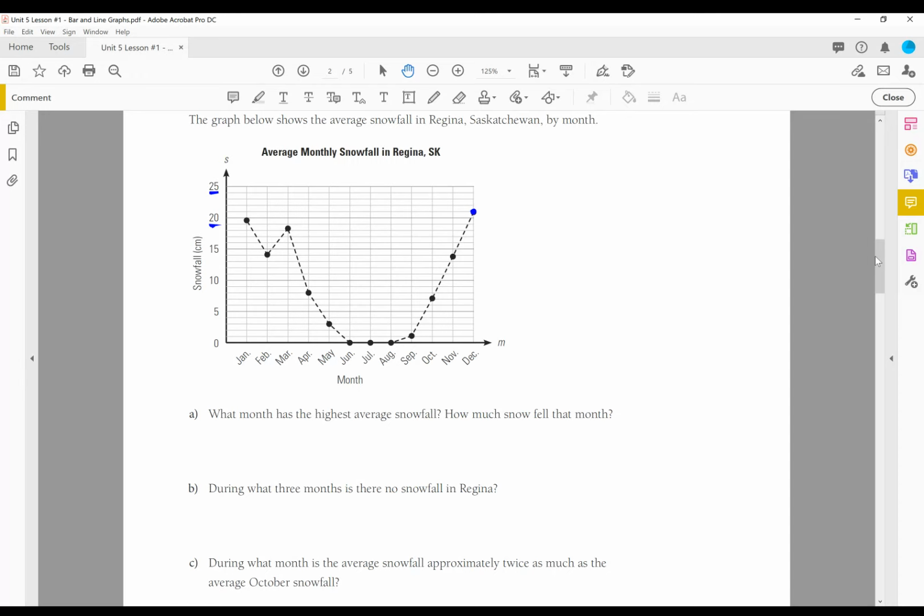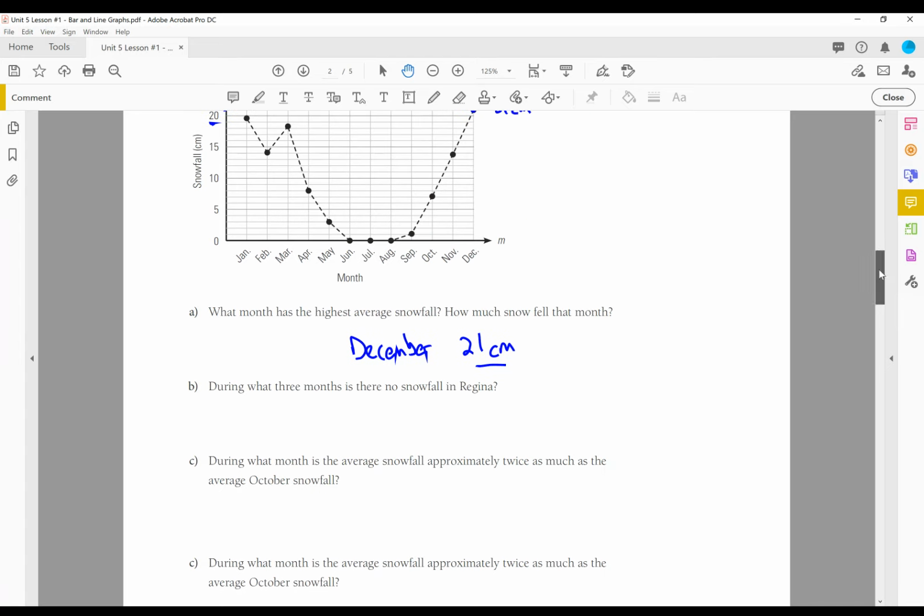or the s-axis. December had, it looks like, 21 centimeters of snow. So I'm going to say December, and I'm going to say 21 centimeters. Questions in this unit, guys, are pretty easy to answer if you understand what a graph is. And so let's continue answering questions like that.